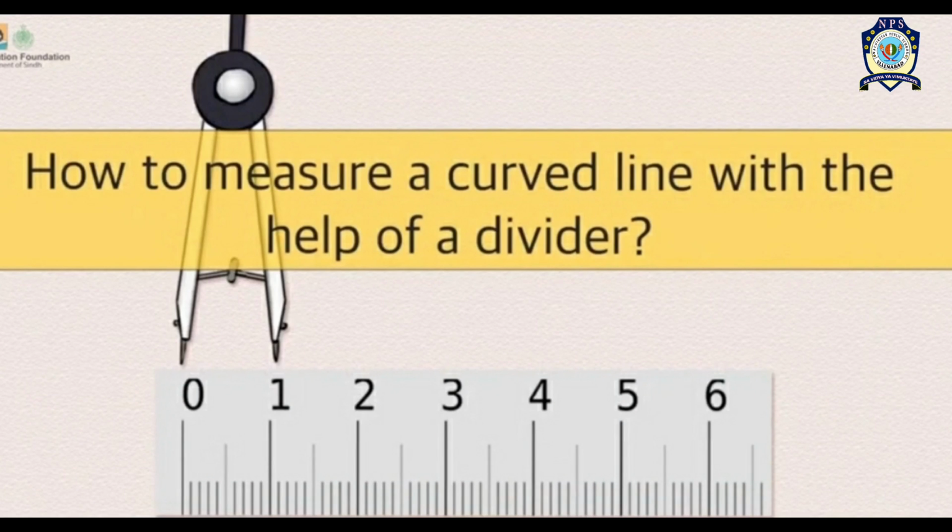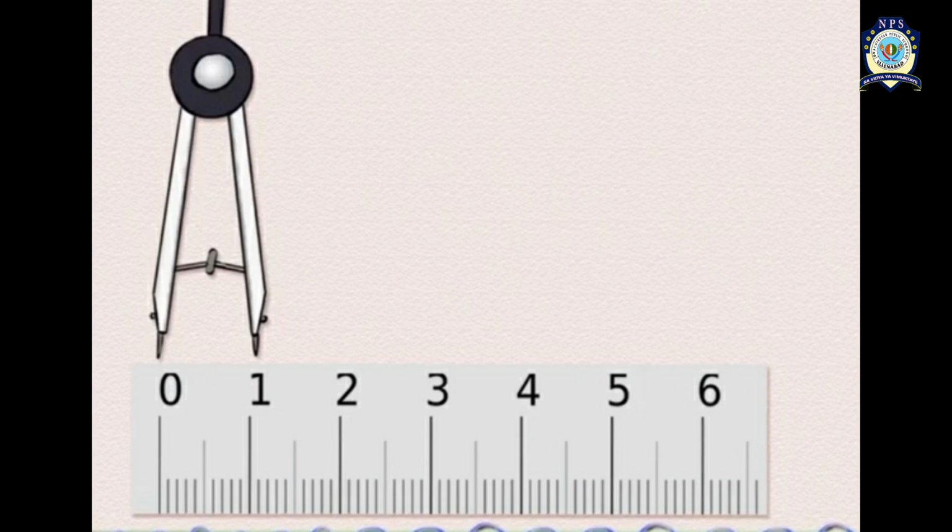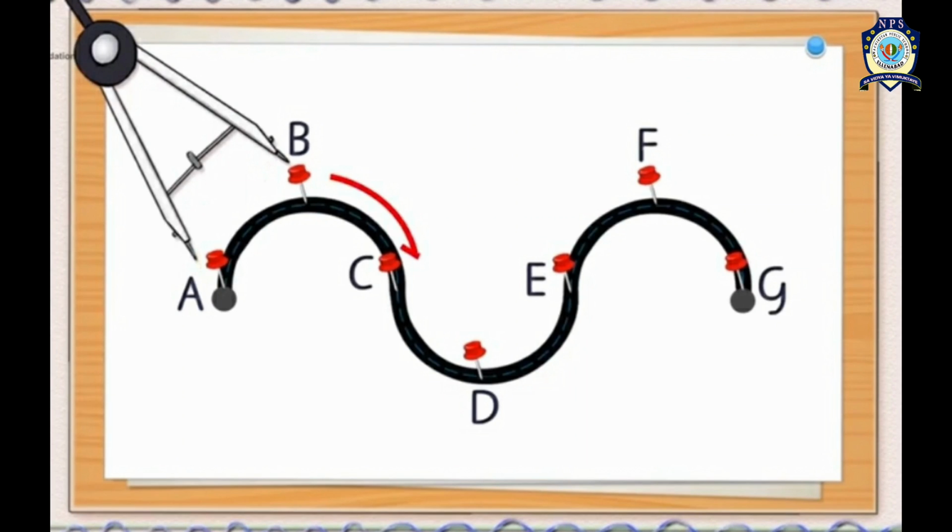Now let's discuss how to measure the curved line with the help of divider. As first we have done with the straight line using a divider, now we are going for the curved line with the help of divider. Similarly, we place the divider over the scale as one arm on the 0 and second arm on the 1, and it is almost 1 centimeter. Now I will place the divider on the curved line.